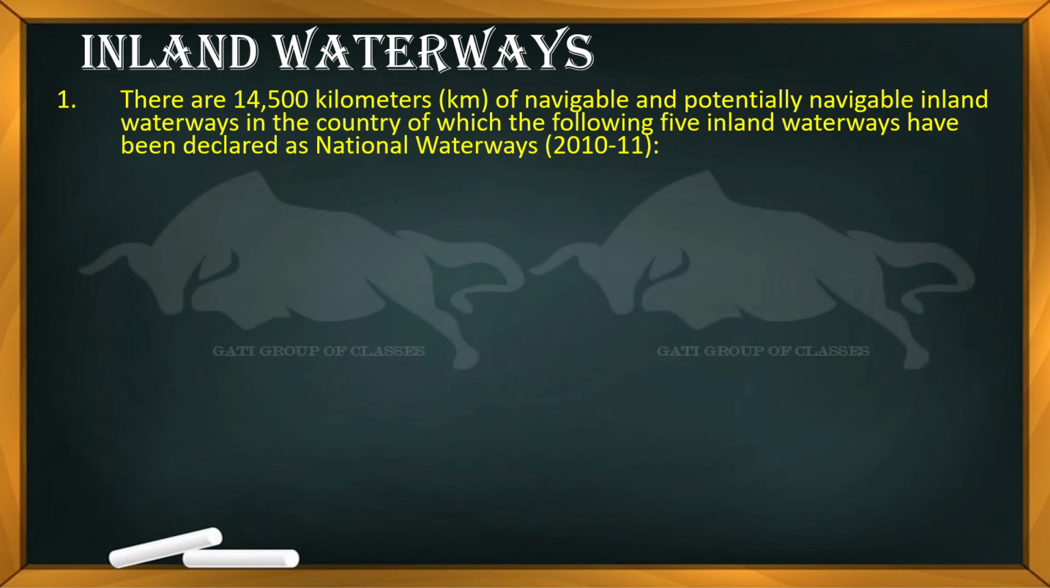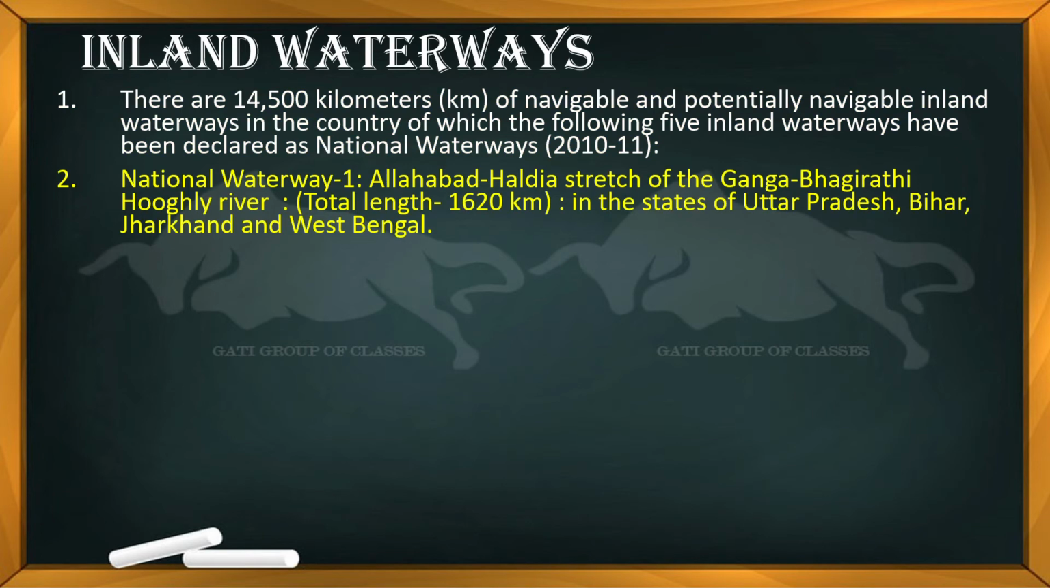Let's see that we have that much of navigable and potentially navigable waterways, that is around 40,500 kilometers in our country. And we have five inland waterways. Let's see that first of all, that is the national waterway. As such, we have studied about the national highways in the previous video. Now we have the national waterways. That is number one.